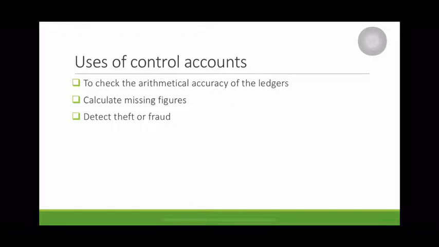So firstly, it is used to check the arithmetical accuracy. So is your calculation correct? Are the amounts recorded correct? Maybe you have written 6 as 0, 0 as 6, so that is an arithmetical error as well. And it may also help you to find or calculate missing figures. Maybe you lost a receipt and you don't know how much you paid your trade payable. So the control account may help you, or maybe you just forgot to record a transaction. The control account may help you do that by looking at the bigger picture.